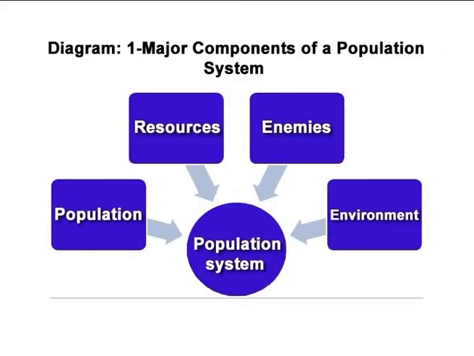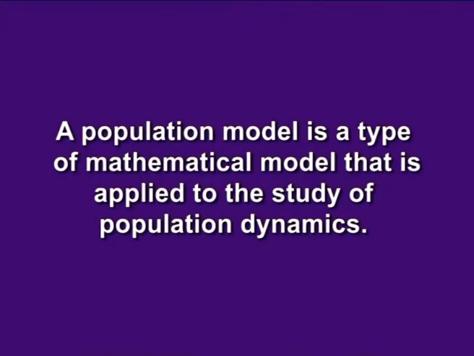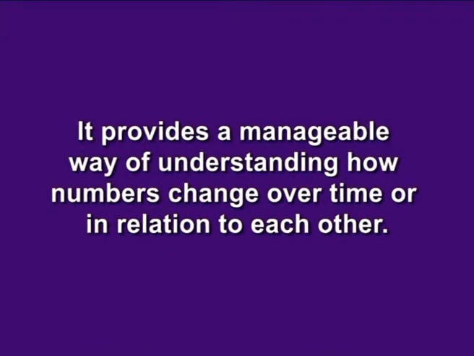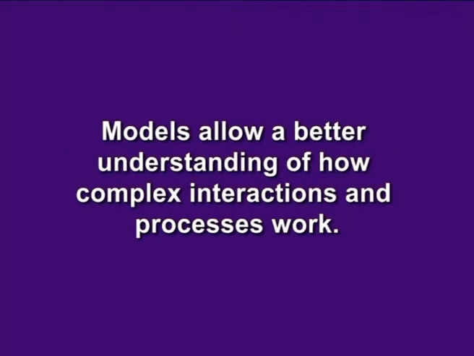Now we can represent the above components of the population system with the help of a model or a diagram, diagram number 1, named major components of population system. A population model is a type of mathematical model that is applied to the study of population dynamics. It provides a manageable way of understanding how numbers change over time or in relation to each other. Models allow a better understanding of how complex interactions and processes work.